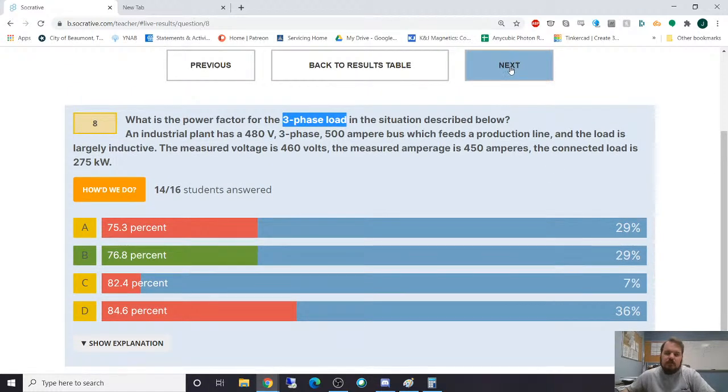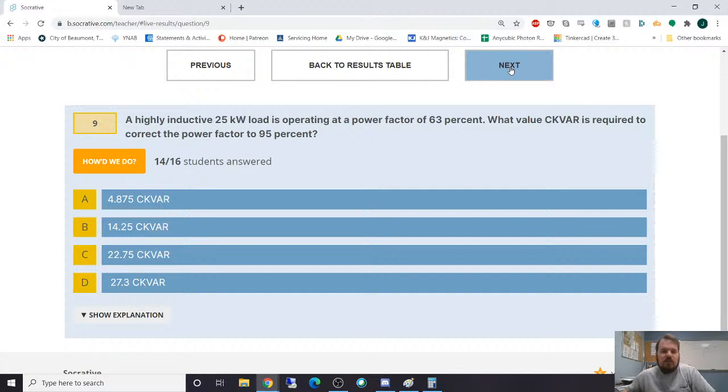All right, moving right along. A highly inductive 25 kilowatt load is operating at a power factor of 63%. What value of capacitive kilovars is required to correct the power factor to 95%?